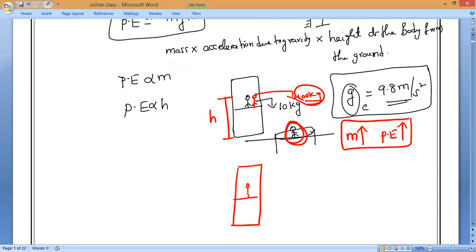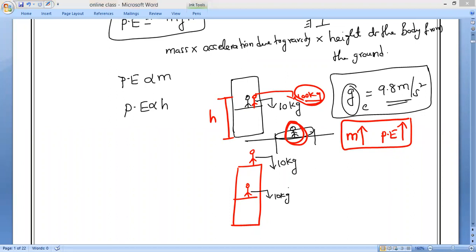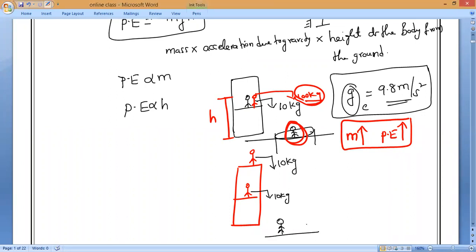Now two different persons are standing. One person is on the first floor, another is on the second floor. Both are throwing the same mass. This boy is throwing the 10 kg mass, and this boy is also throwing the same 10 kg mass. Now tell me in which case it will hurt more. Suppose I am standing here. In which case will it hurt more, 10 kg or the same 10 kg?